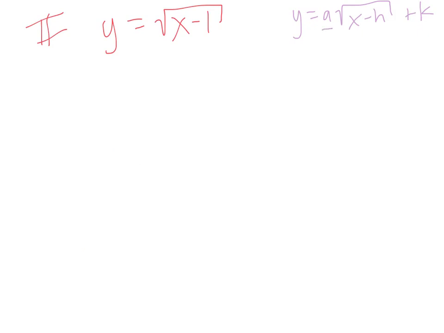So a is going to stretch or compress. It's also going to reflect. H is going to move it right or left, and it's going to be the opposite of what we think it's going to do. And k is going to move it up or down. So with these functions, what I'd like you to do is identify a, h, or k if it's changed. So in this case, we're subtracting 1 here. So our h value is 1, which means we're going to move to the right 1 unit.